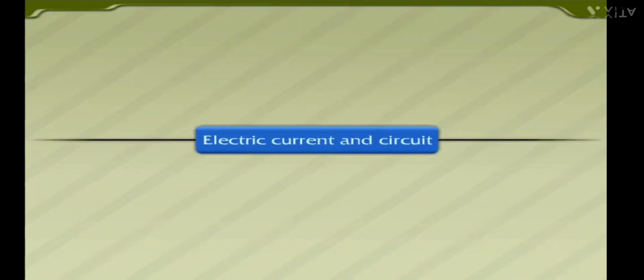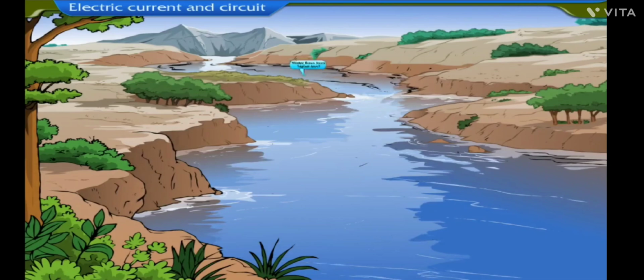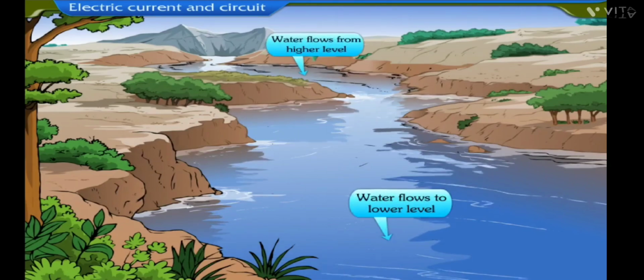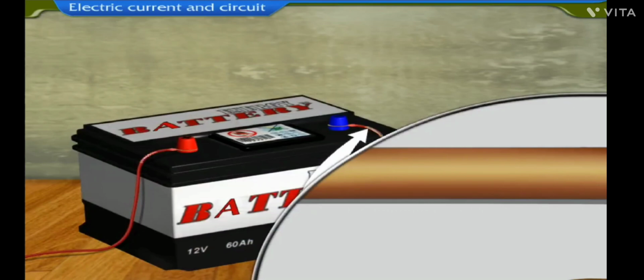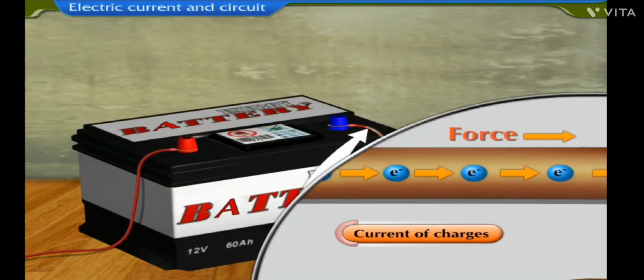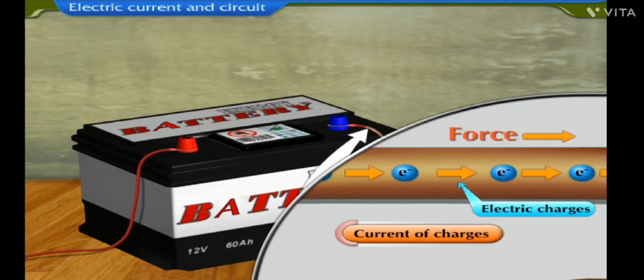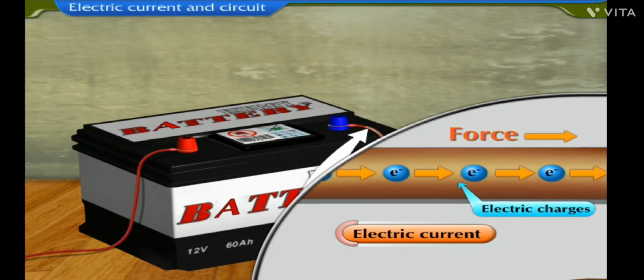Current and circuit. When water flows in a river from a higher level to a lower level, forming waves, it is called a current of water. Similarly, if we make electric charges flow by applying a force, a current of charges is created. The flow of electric charges under the action of a force constitutes electric current.